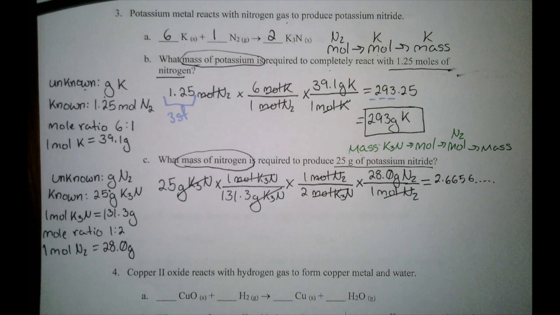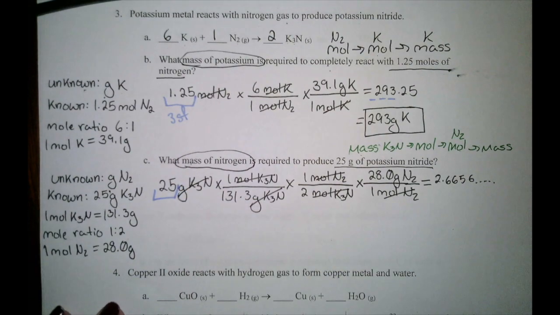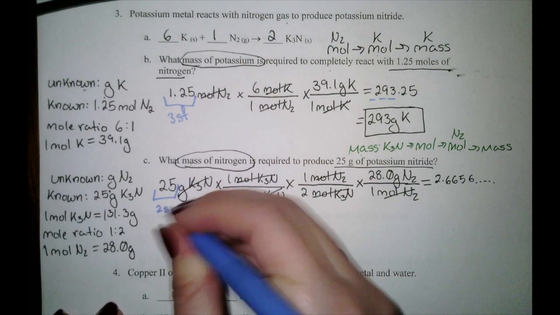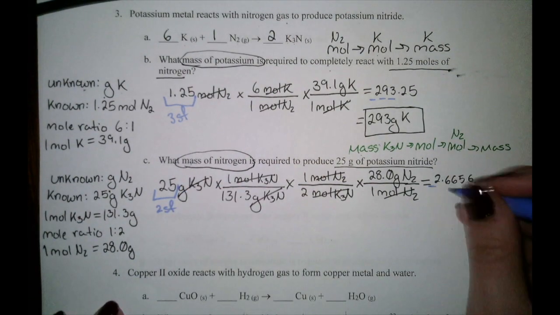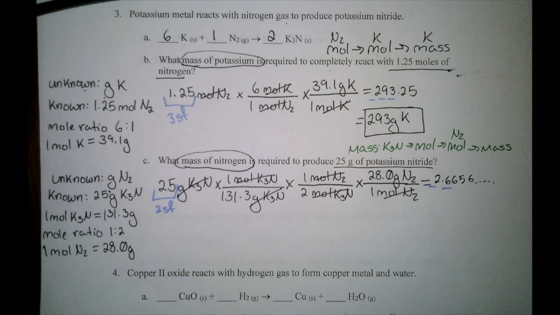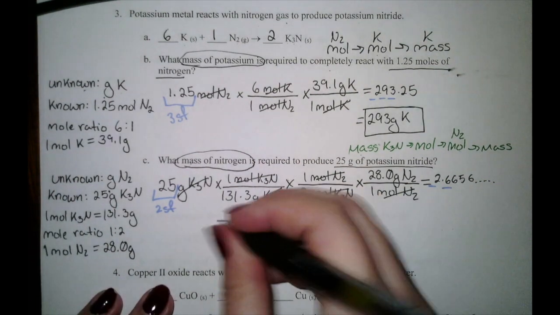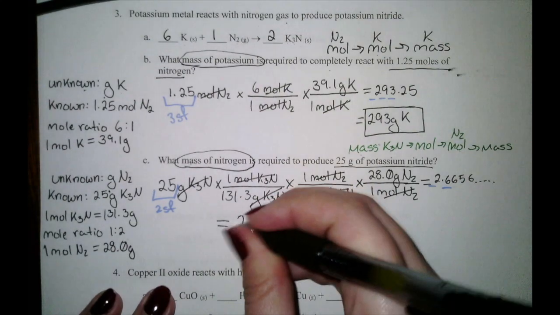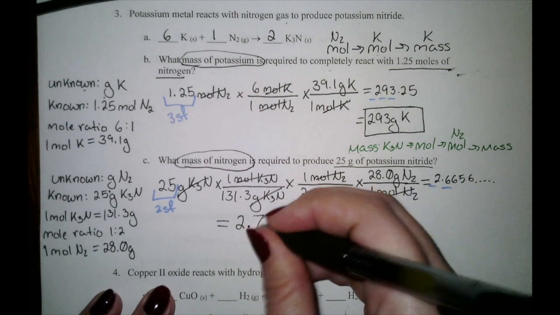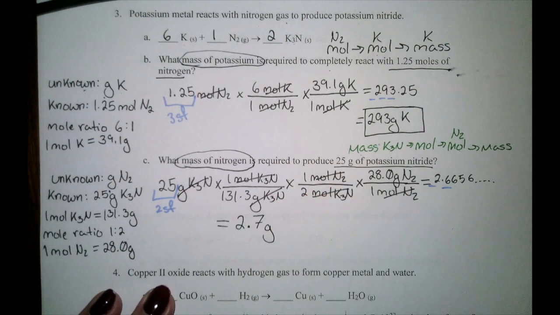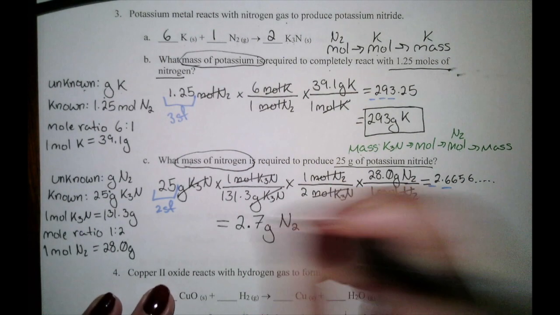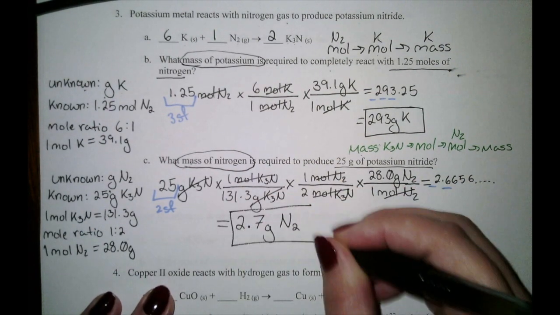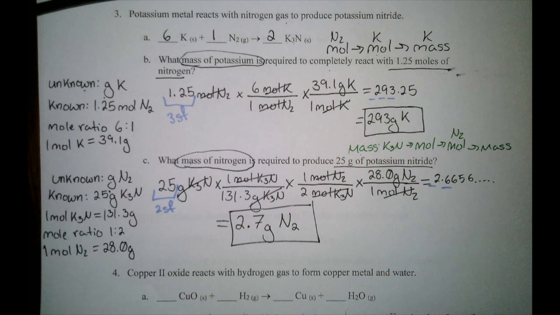If we go back to our first given value, 25 grams, that has 2 significant figures. So we need to round our final answer to just 2 significant figures, which in this case means our final answer is going to be 2.7 grams of nitrogen gas. And that's how you do a full mass-to-mass stoichiometry problem.